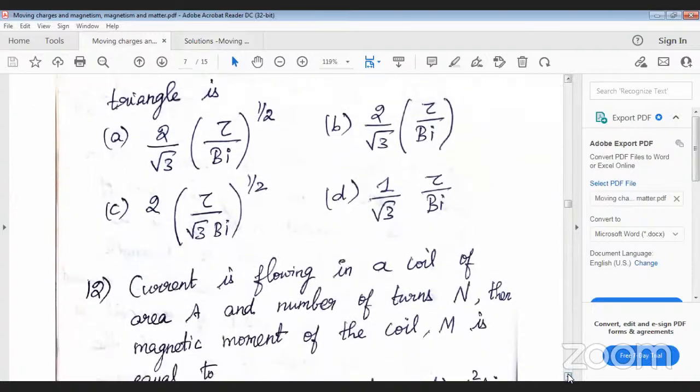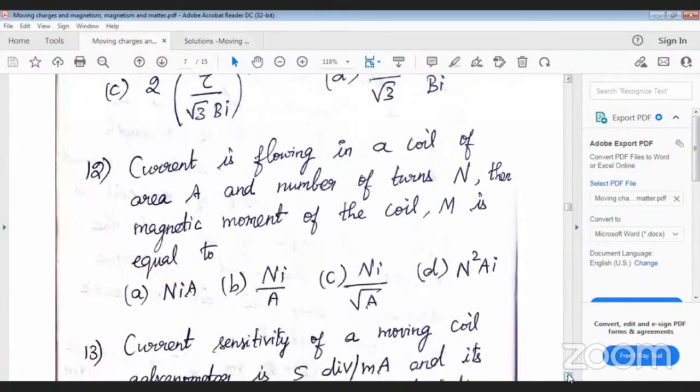The next question is: current is flowing in a coil of area A and number of turns N. Then the magnetic moment of the coil M is equal to? So this is a straightforward question. Current flowing in a coil having number of turns N, magnetic moment of the coil.